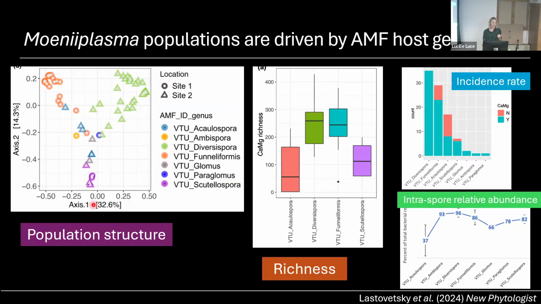But you can see at the bottom here, we're looking at the Moenoplasma populations from Scutelospora AMF. And you can see that they grouped together, despite the fact that they came from two very different sites. One was an agricultural site, one was a dune site. So it is really the host genotype that seems to be driving this population structure. So this leads us to conclude that Moenoplasma population assembly is likely driven by host genotype.